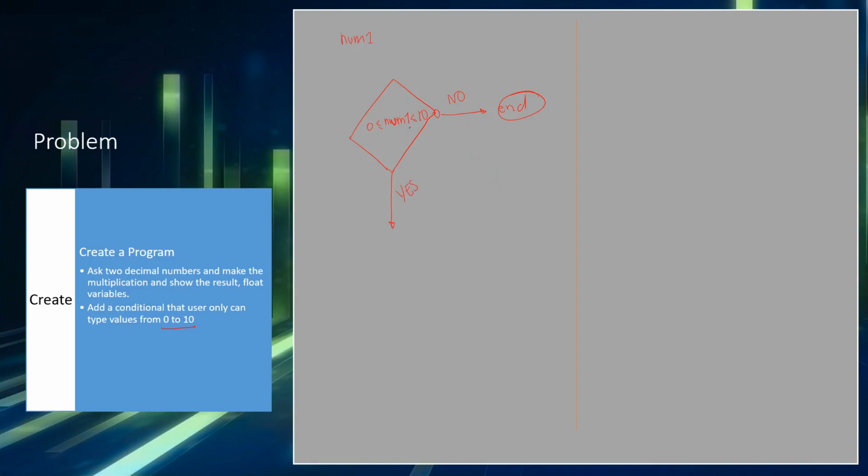Or even more general, we can put here if num is between 0 to 10. So also you can use test. This is for flowchart, so we can do it more general. In pseudocode, we're gonna type if the condition, we can do this.